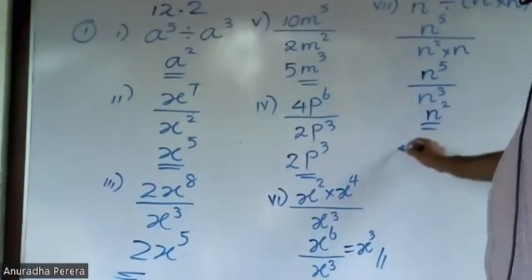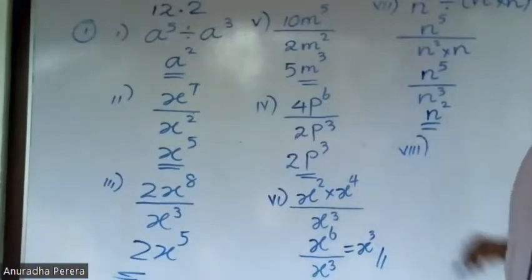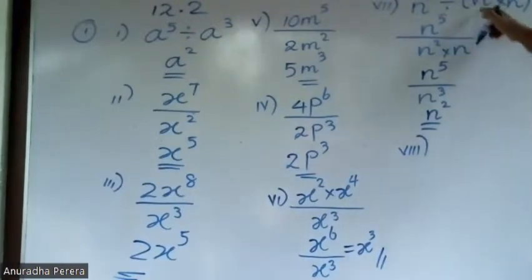So, with the brackets, you can solve it and then divide. The denominator makes N to the power 3. The final answer is N to the power 2.